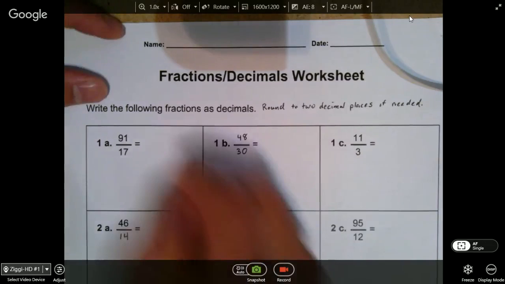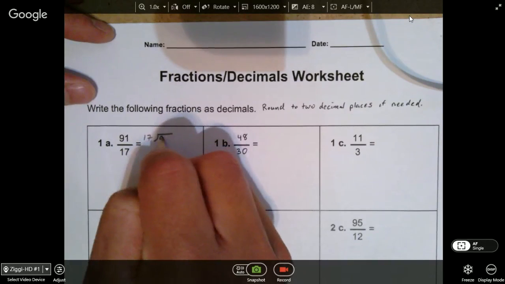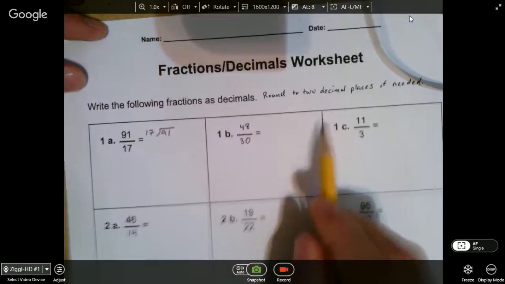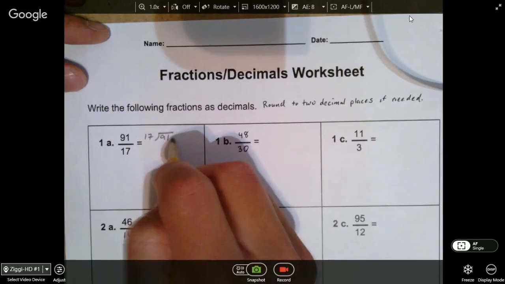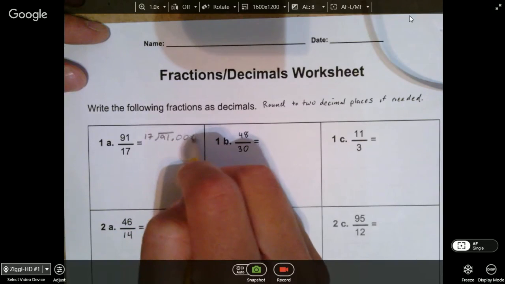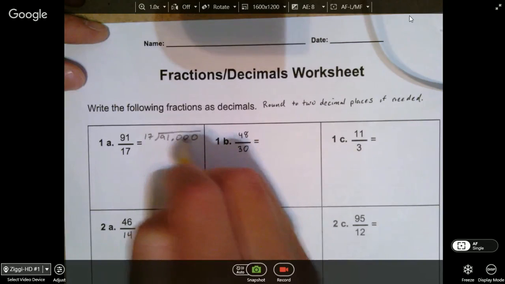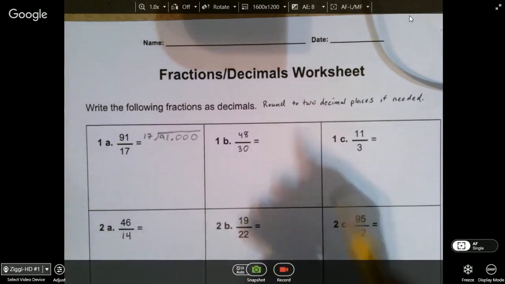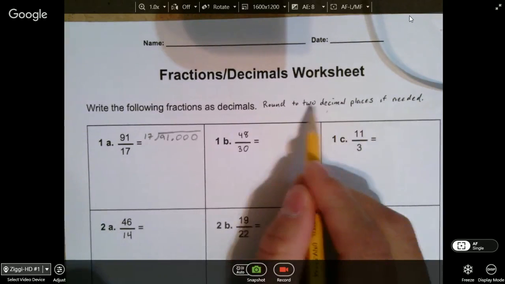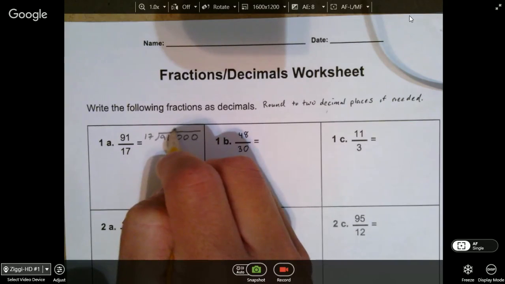Okay, so we're going to divide 17 into 91. And since it says to round to 2 decimal places, we're going to put our decimal here, and we're going to put 3 zeros because we need that third decimal spot to know whether to round up or down. Okay, for when it says round to 2 decimal places. So let's move our decimal up here for the answer.